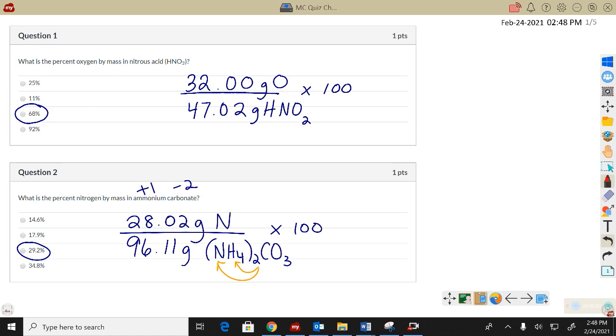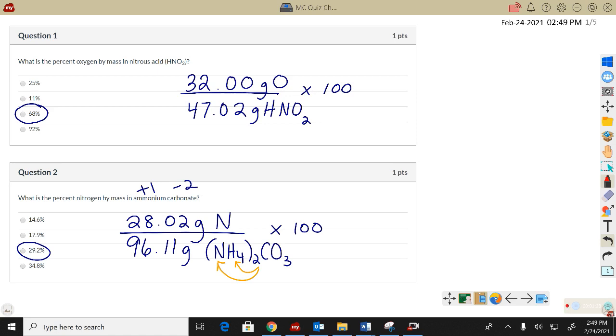Question 2, I had to write the formula. That's fair game. Formula writing is fair game from here on out. That is a skill that we've previously mastered. Now you can look up polyatomics on your polyatomic ion chart, which is also given to you on any assessment. And so the ammonium ion is a +1, the carbonate is a -2. To make that neutral, I'm going to need 2 groups of ammonium.